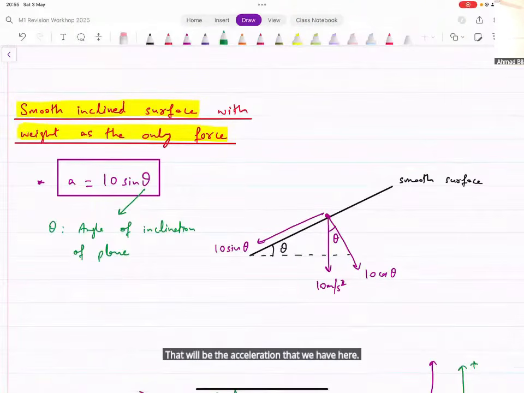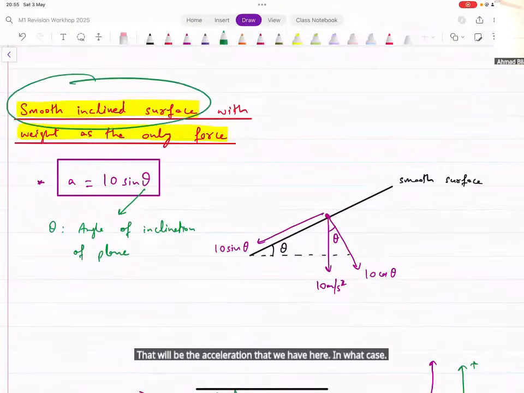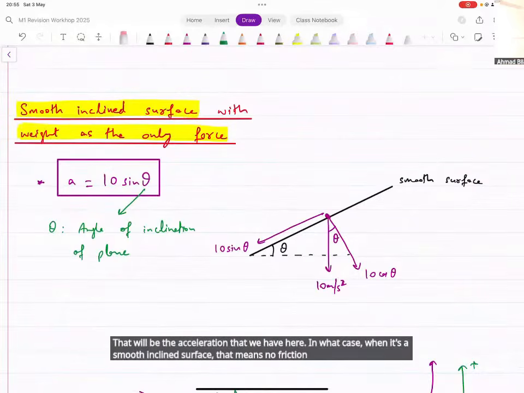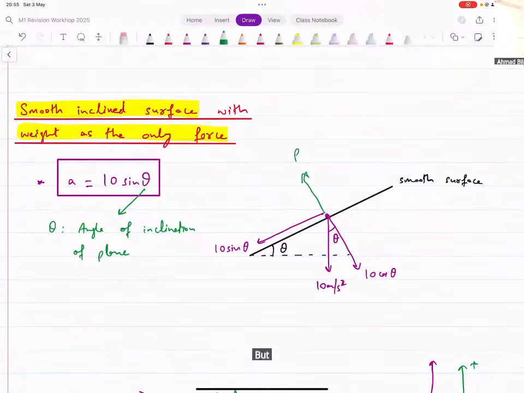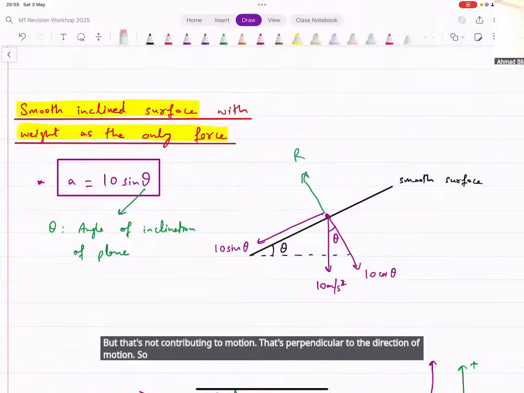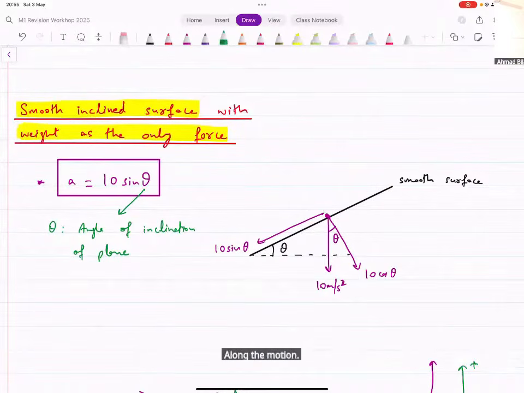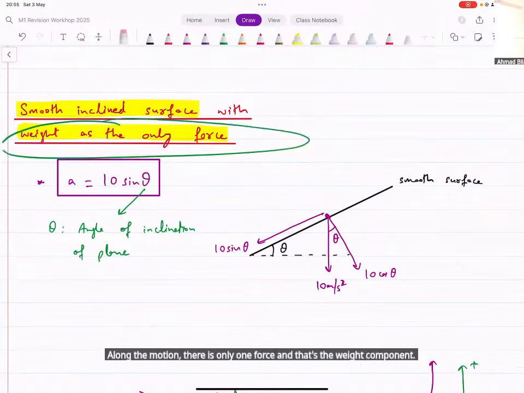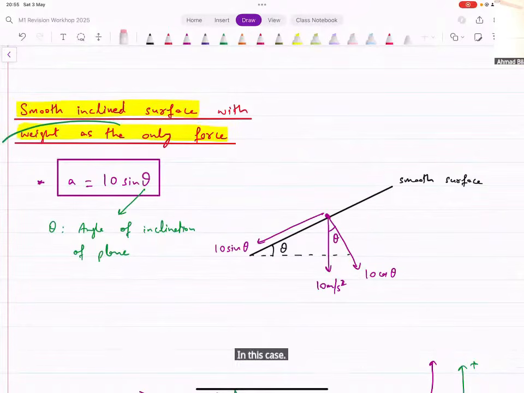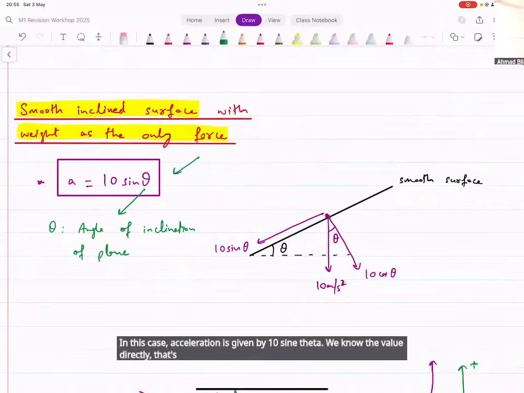In what case? When it's a smooth inclined surface, that means no friction, and weight is the only force along the surface. Yes, there's normal reaction there, but that's not contributing to motion. That's perpendicular to the direction of motion, so that does not really impact the motion in any way. Along the motion, there is only one force, and that's the weight component. In this case, acceleration is given by 10 sine theta. We know the value directly, and we can use that directly.